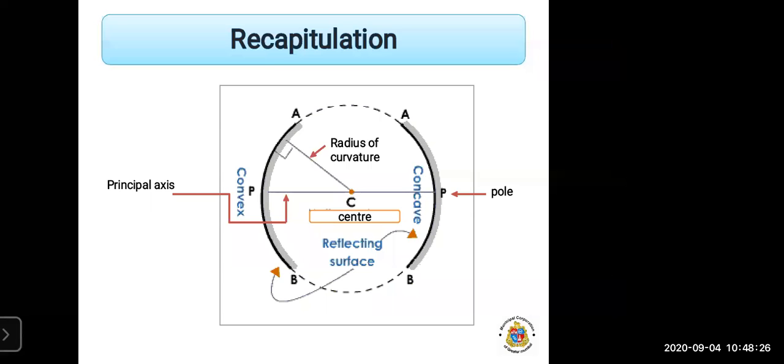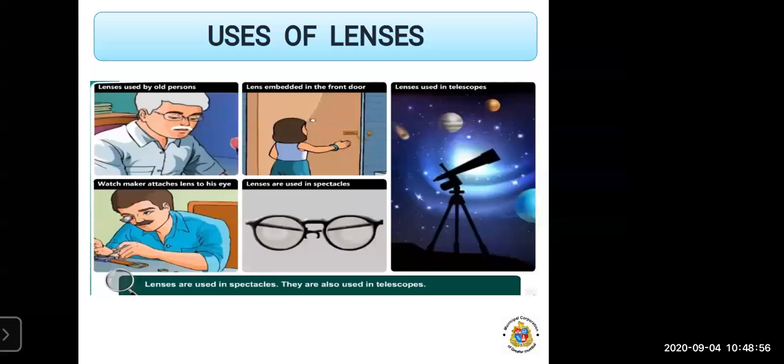P is nothing but the pole. It is at the center of the concave mirror or convex mirror. That P is denoted as the pole. These are the terms related to the convex mirror and the concave mirror, and both are types of mirror. Now let us start today's lesson number 7, Lenses, and the topic of today's lesson.